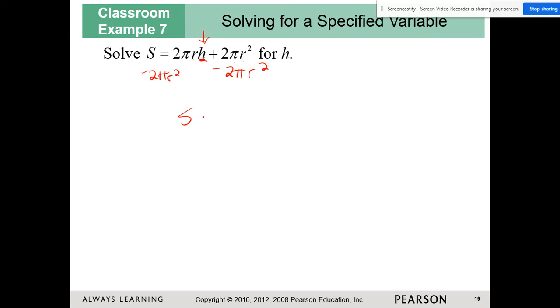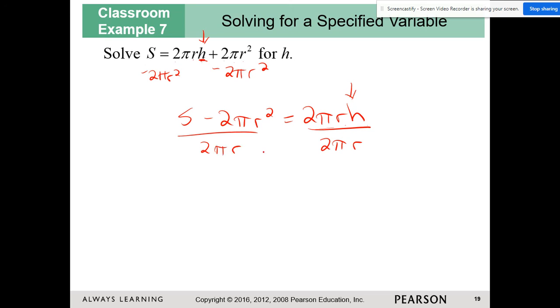So right now I have S minus 2 pi r squared is equal to 2 pi r h. And I'm still trying to get, remember this is my only variable, these are numbers. Numbers times h, we're going to divide. Now be really super careful when you divide, because you cannot cancel the 2's, you cannot cancel the pi's, and you cannot cancel one of the r's, because this is subtract.